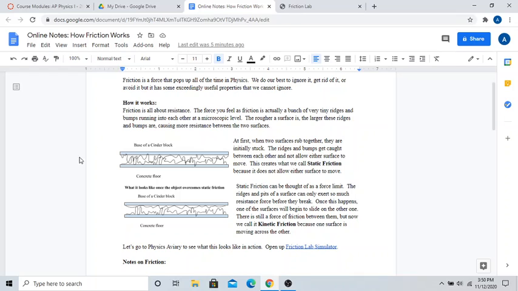That's how friction works at a microscopic level. It's just a bunch of little peaks, valleys, ridges, whatever you want to call it, getting stuck between each other and eventually keeping two things from moving.